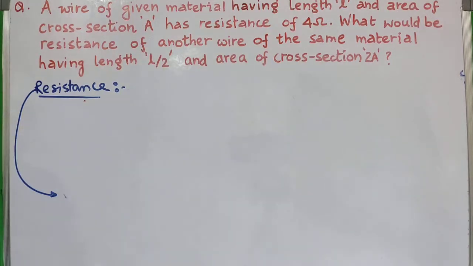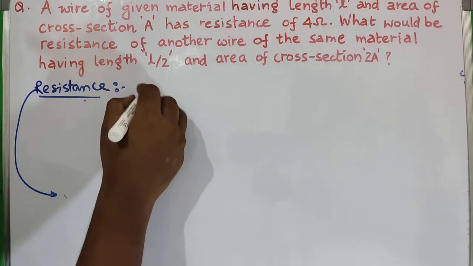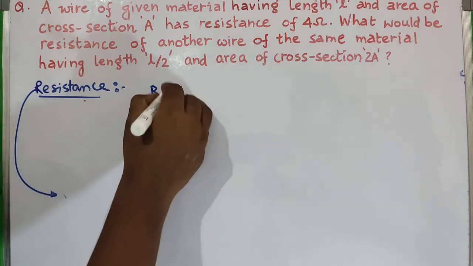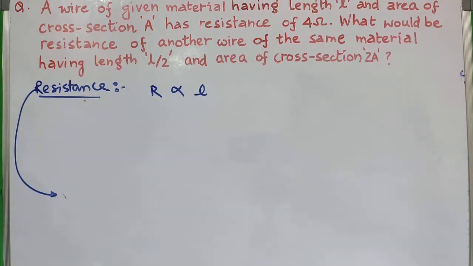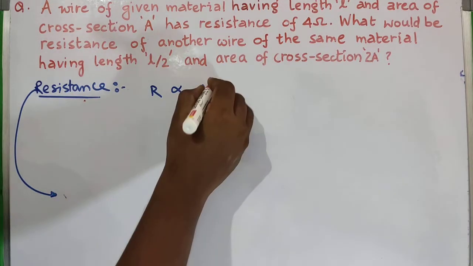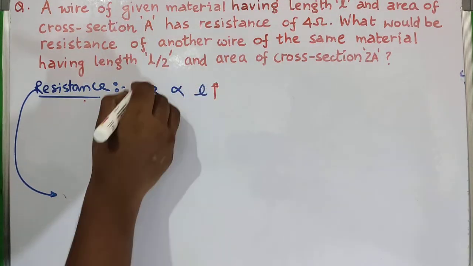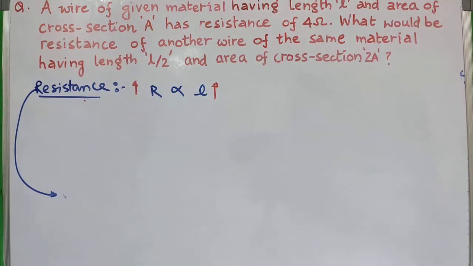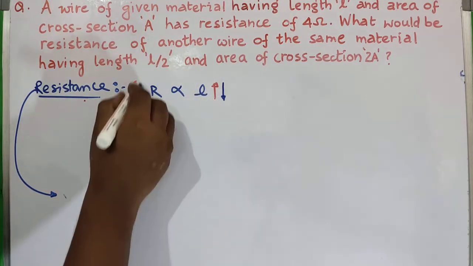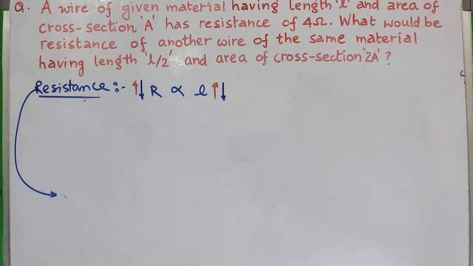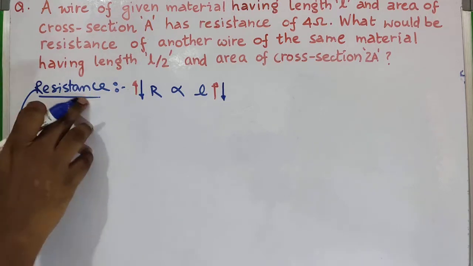So resistance, let me denote it with the letter R. The resistance is proportional to length. Resistance is proportional to length. It means that if the length increases, the resistance value also increases. If the length decreases, then the resistance value also decreases.